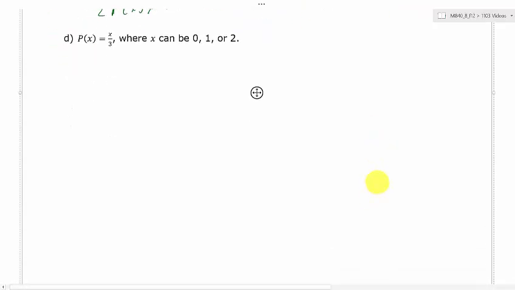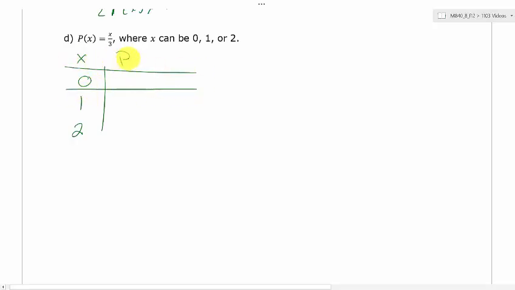In our next example here, we're given p of x as an equation. So p of x is equal to x divided by 3, where x can be 0, 1, or 2. So we need to make up a table of this probability distribution, or, well, we're not sure if it's a probability distribution or not, but so we have x and p of x. And remember, p of x is x divided by 3. So you take x and divide it by 3.